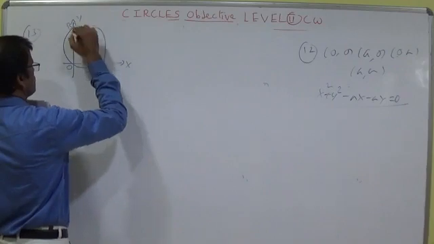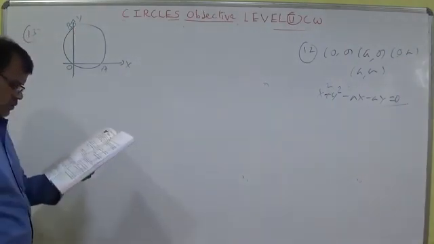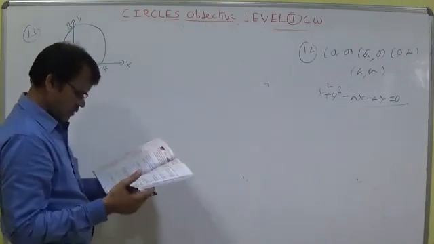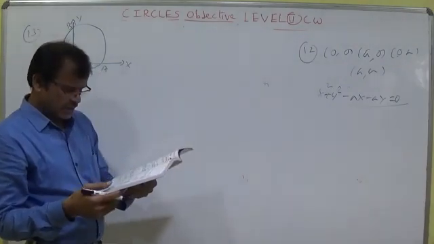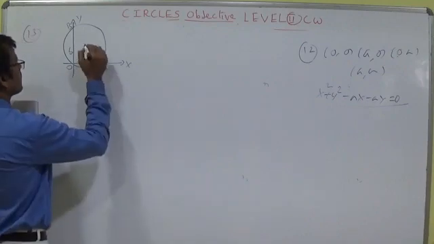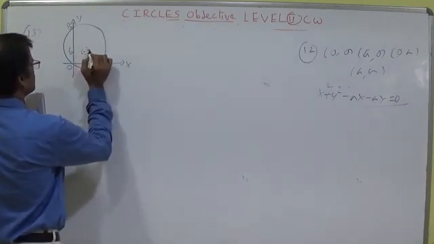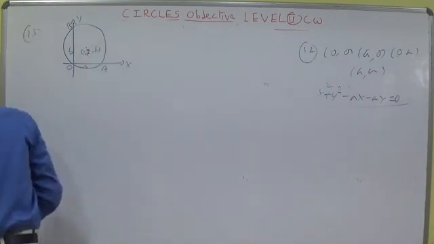This is the x axis and y axis. Two rods of length, this is A and this is B. Their ends are concyclic. Find the locus of the center of the circle. Center, in general notation, the center is minus g comma minus f for the circle.